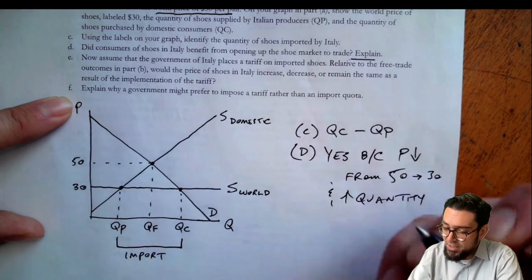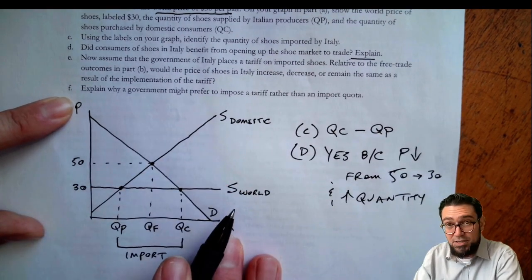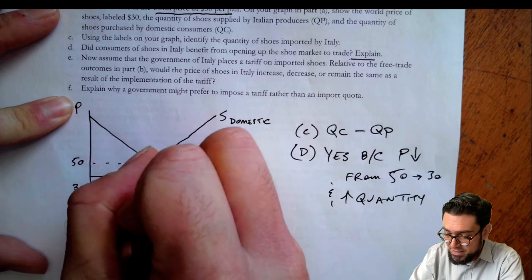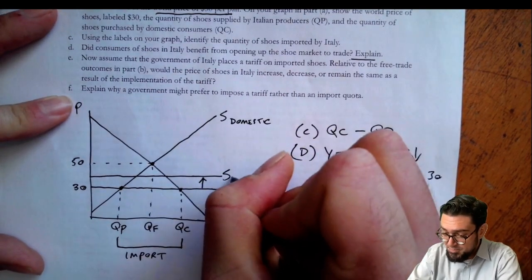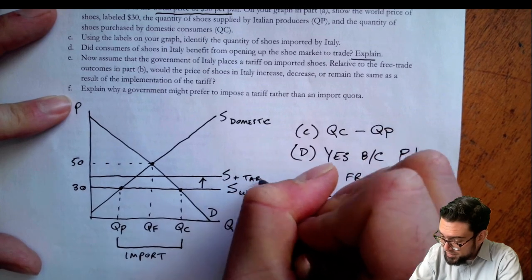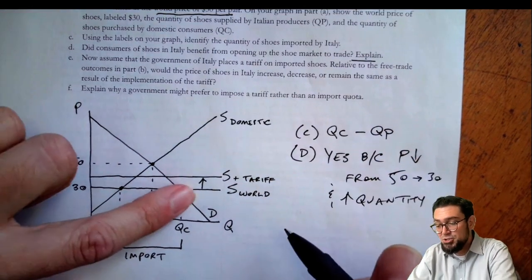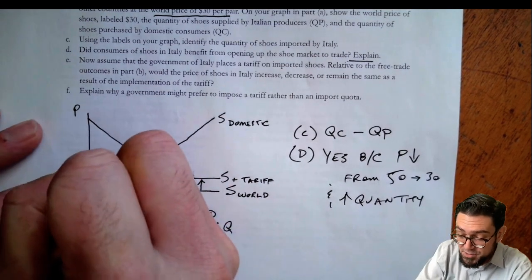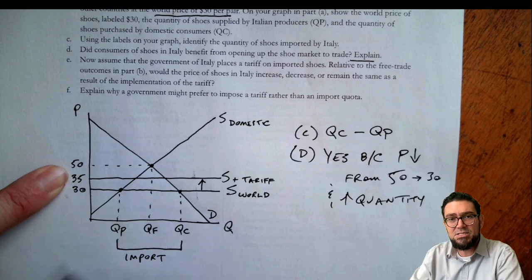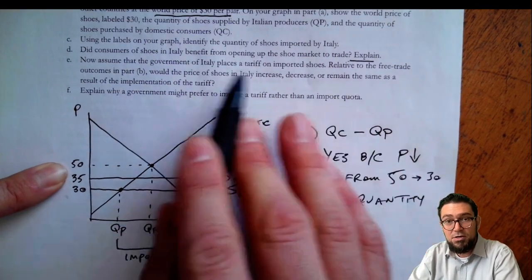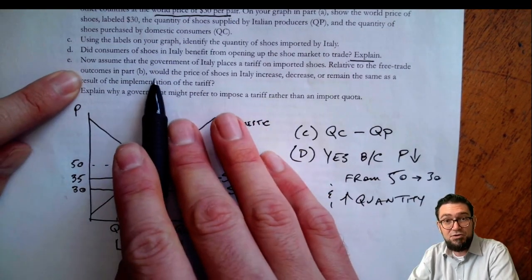And so I'm going to draw what that picture would look like here, even though they don't tell us how much the tariff is. And it's going to increase that price. So however much the tariff is, it's going to shift that supply price up. So maybe it's like a $5 tariff, right? That's going to make the new world price 35. And so is the price now higher, relative to the free trade outcome?